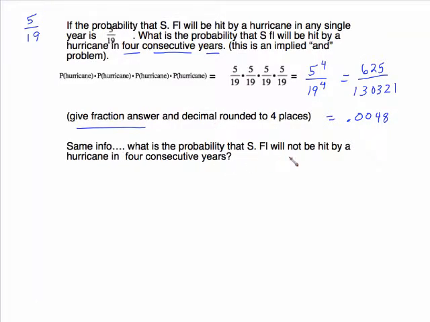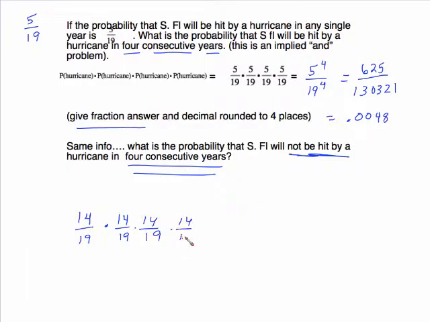Now, same bit of information about this 5/19. What's the probability that South Florida will not be hit by a hurricane in 4 consecutive years? Well, the not is the opposite of this 5/19. The probability it will not be hit by a hurricane in any given year would be 14/19. And then 14/19 for the next year, 14 over 19 for the next year, 14 over 19 for the next year. Multiply that up using your powers or not, and we get this fraction, 38416 over 130,321, which is the decimal 0.2948.